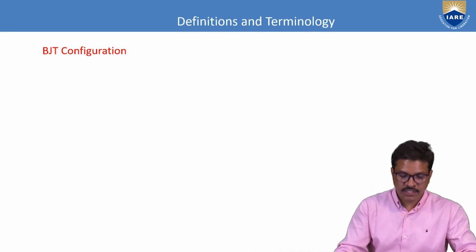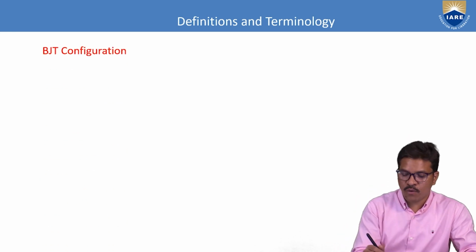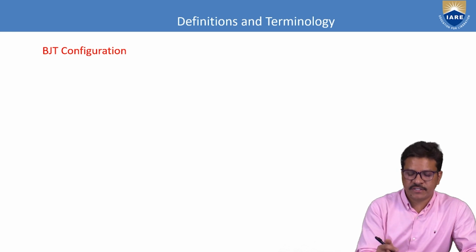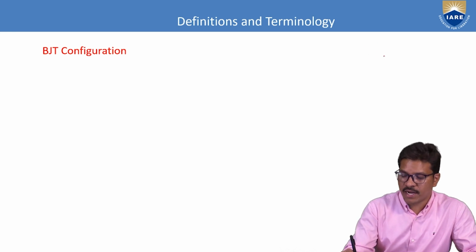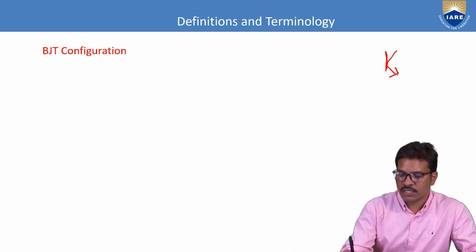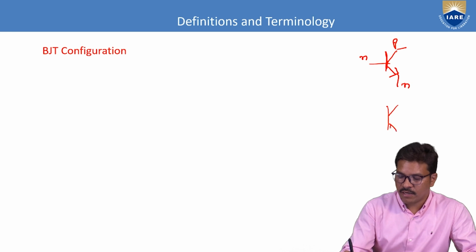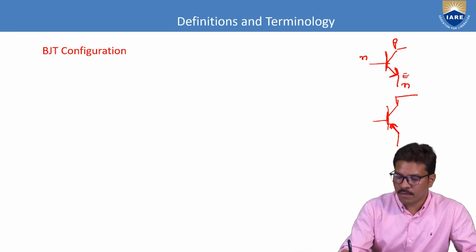Next, we will see the BJT configurations. Once we know the BJT construction and operation, we know that there are two types of transistors, NPN and PNP. Most of the time we prefer this symbol. It is an NPN transistor symbol. And this is a PNP transistor symbol. If the arrowhead points toward the center base, then it is called a PNP transistor. If the arrow points away toward the emitter terminal, then it is called an NPN transistor.